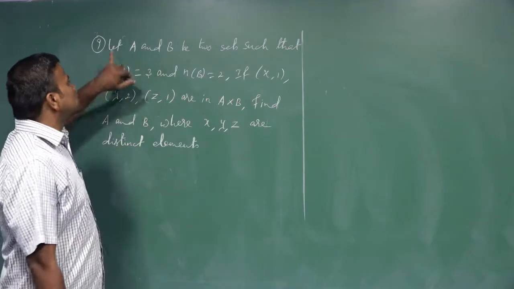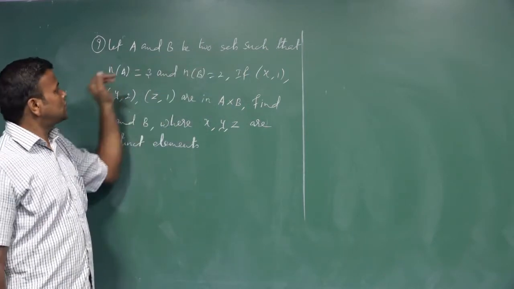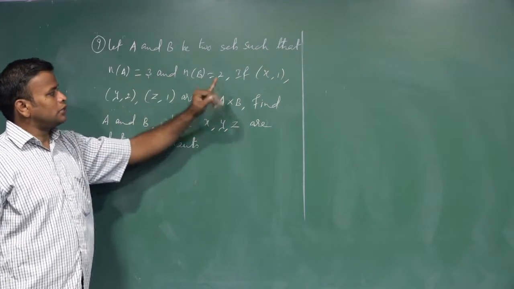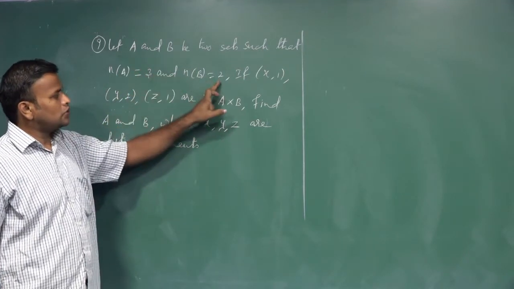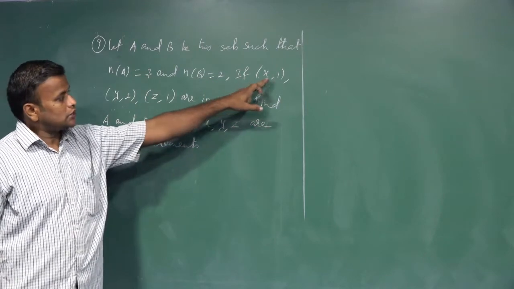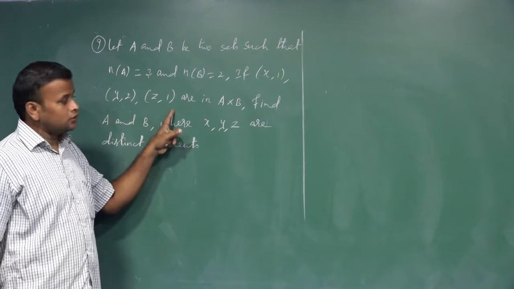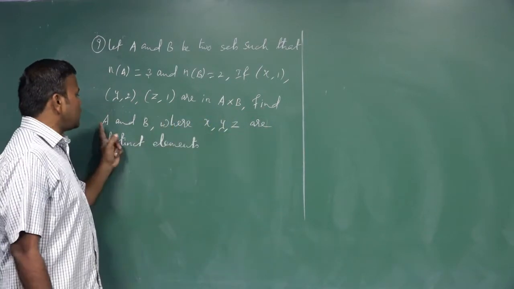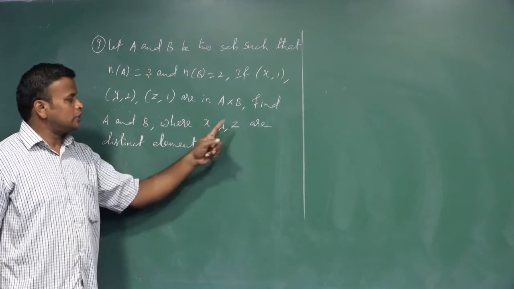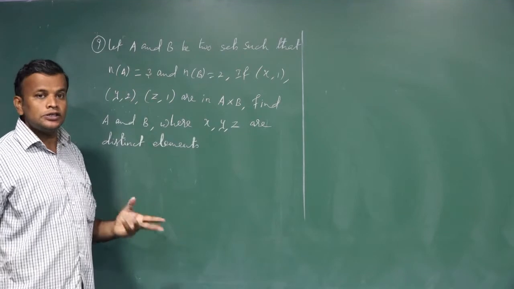The next question is: let A and B be two sets such that n(A) is 3 and n(B) is equal to 2. That means A contains 3 elements and B contains 2 elements. If (x, 1), (y, 2) and (z, 1) are in A × B, then find A and B, given x, y, z are distinct elements.